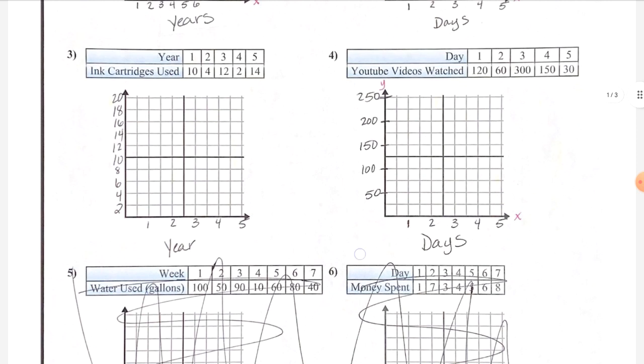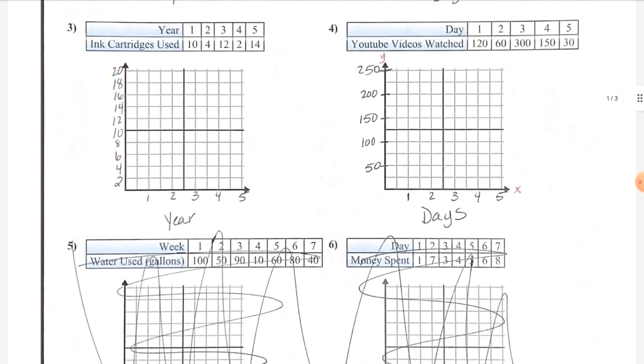Okay. Pull that up. Oh, my dot just disappeared. Hold on, I have to wait so I can write. We'll just list the ordered pairs verbally. Elise, what are my ordered pairs? 1 comma 10. 2, 4. 3, 12. 4, 2. And 5, 14.